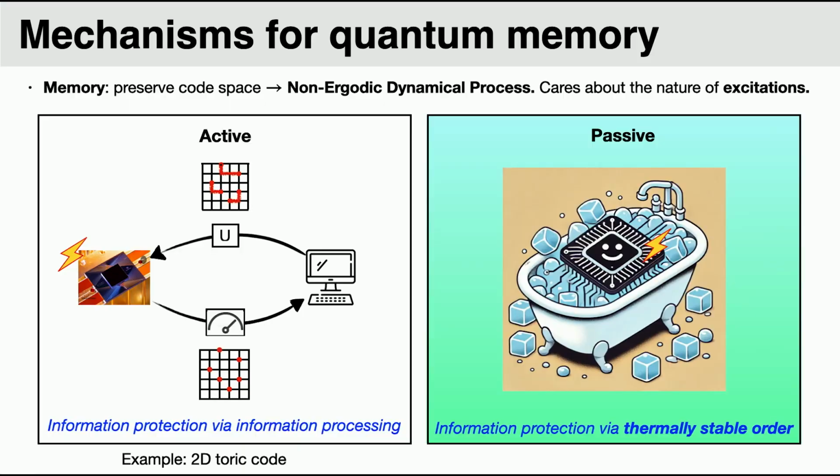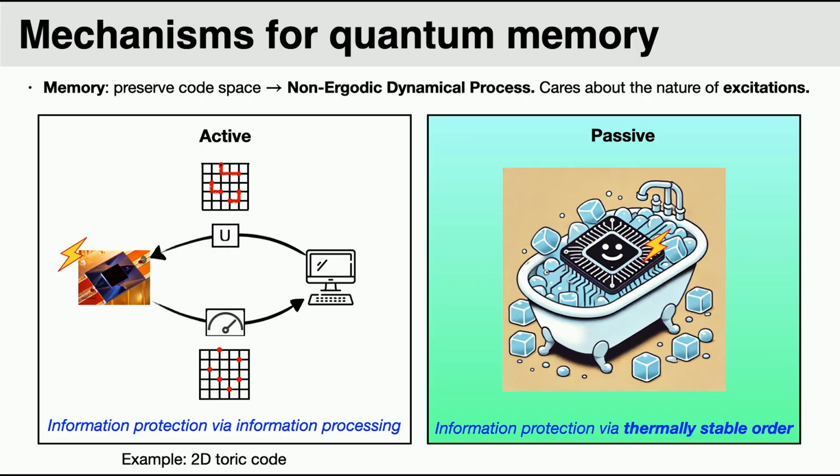What you would much rather do is passive error correction, which is information protection not from this kind of constant processing of information. Every time I'm making measurements and doing feedback, I'm sucking entropy out of the system. And that's how I'm keeping my system in the code space. It would be really nice if I didn't have to do all of this work. Let's say I could just keep my system coupled to some cold enough reservoir, some cold enough bath, okay? And then I would have my memory being protected.